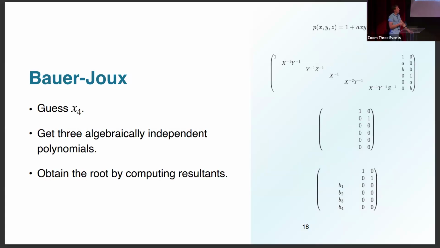Bauer-Roux is similar. The lattice is generated somewhat differently, and it works on three variables, and it gives you some more rigor on when the three polynomials that you end up with are algebraically independent.